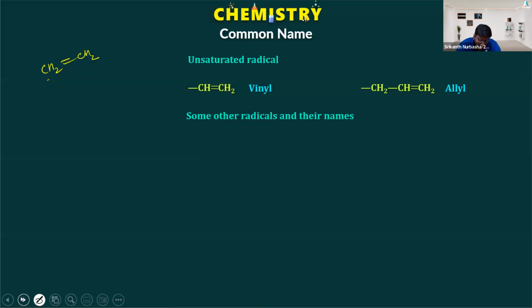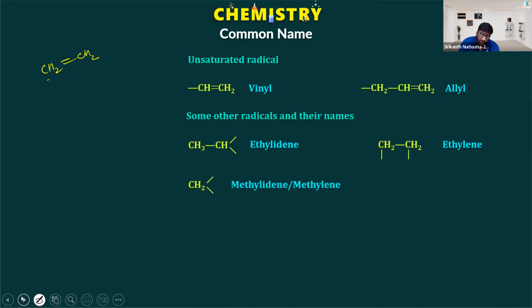Some other radicals and their names. What is this radical, CH3CH? It is connected to two substituents. Ethylidene, right? CH2 single bond CH2, two substituents are there: ethylene. CH2 with two substituents is methylidene or methylene. What is this? It is said to be the phenyl group, Ph.